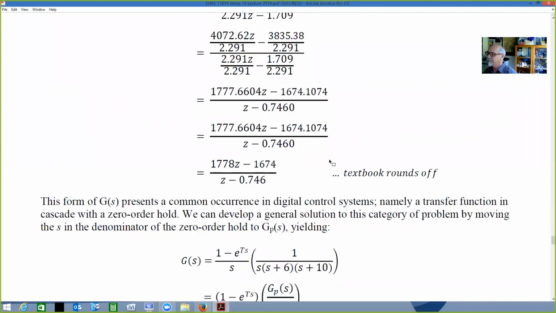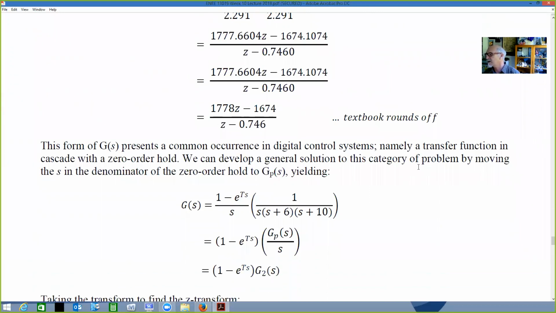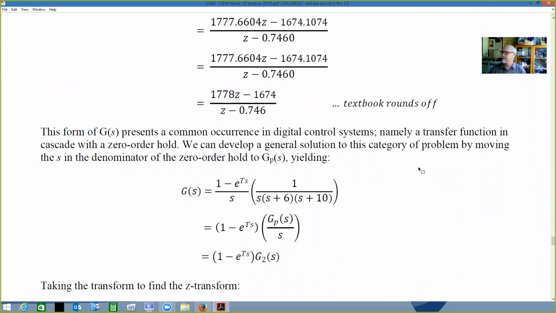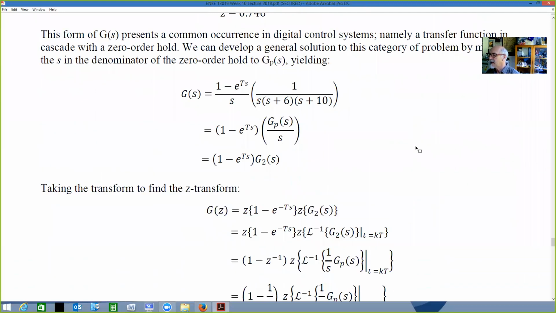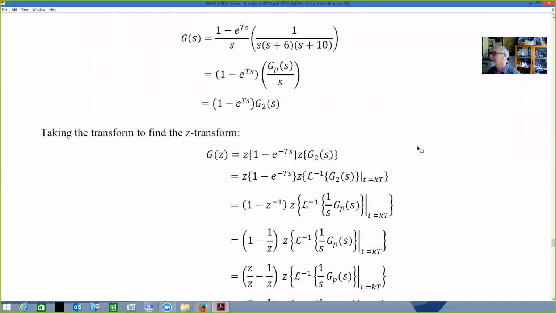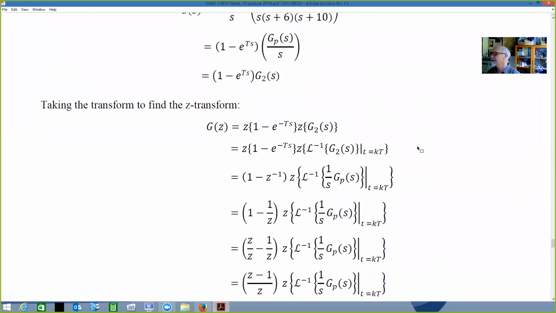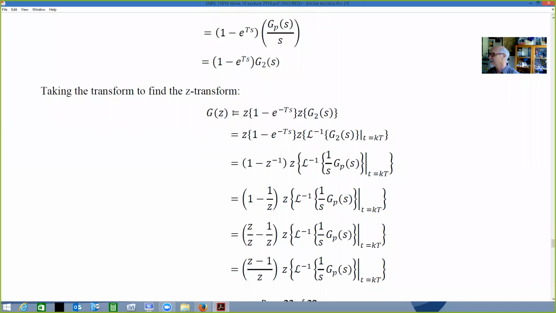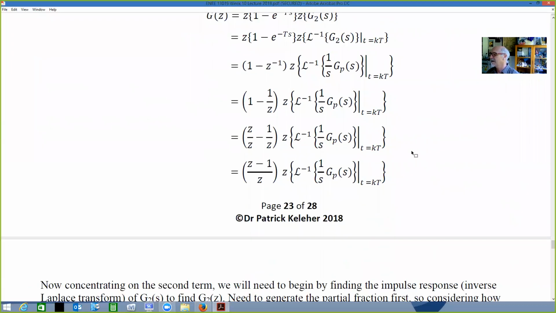This form of G(s) presents a common occurrence in digital control systems that we've talked about beforehand, namely that we have a transfer function in cascade with a zero-order hold, and we can develop a general solution to that category of problem by moving the s in the denominator of the zero-order hold to the plant transfer function. So nothing new there. Then we take the transform, define the z transform. So again, following through that process as we've done beforehand.